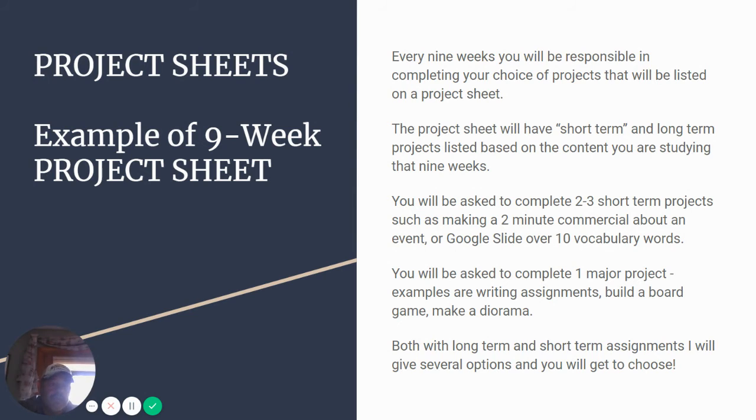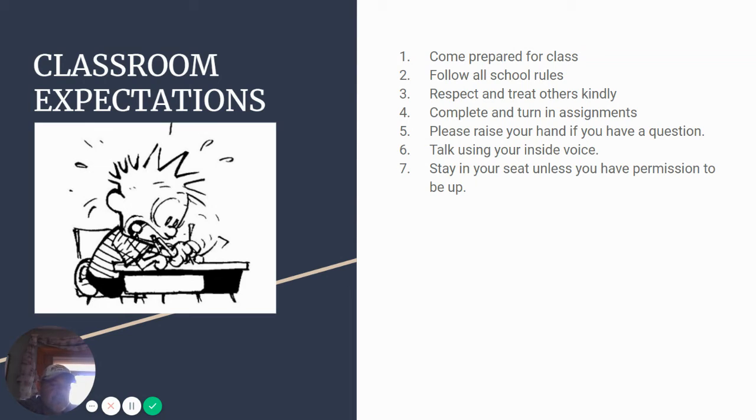And these will be more in depth. Like there might be a paper you have to write, or some type of game, maybe build a board game or a diorama, something like that. Be something major. It's going to take you a little bit of time and planning to develop. And we'll talk more about these project sheets as time goes on. This will be for 7th and 8th grade. Classroom expectations, pretty general. Come prepared for class, follow the school rules, respect and treat others kindly, complete and turn in assignments, raise your hand if you have a question, talk using your inside voice, stay in your seat unless you have permission to be up and around.